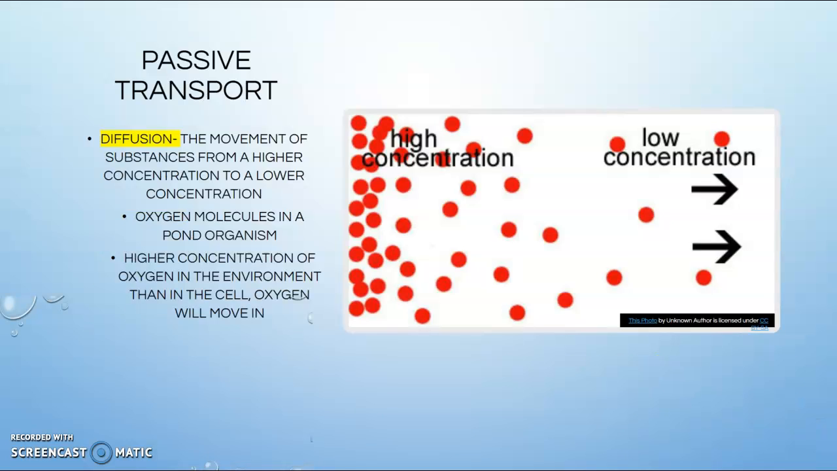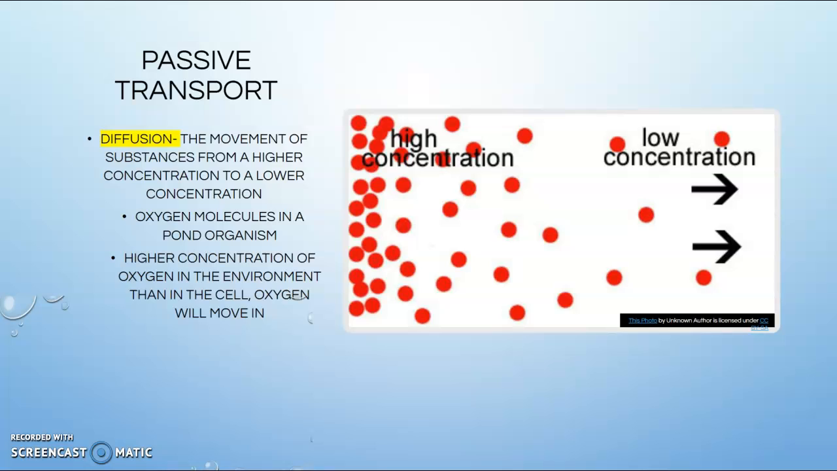The first type of passive transport that we're going to focus on is diffusion, and that is the movement of substances from a higher concentration to a lower concentration. So we're talking about oxygen molecules in a pond organism. When we looked at those one-celled organisms that were always too fast, like the glow bug, they would diffuse their oxygen. That's how they breathe. So through diffusion, the oxygen comes into their one cell and it goes out of their one cell.